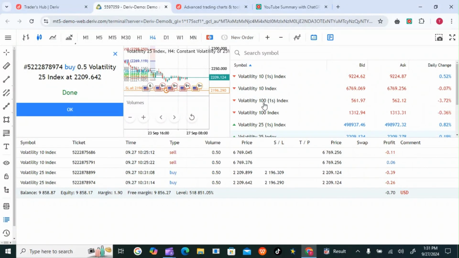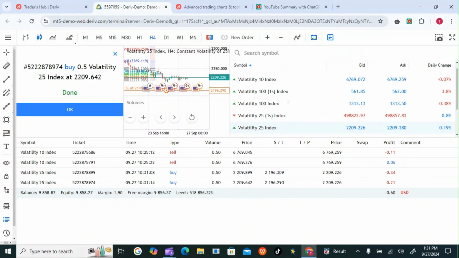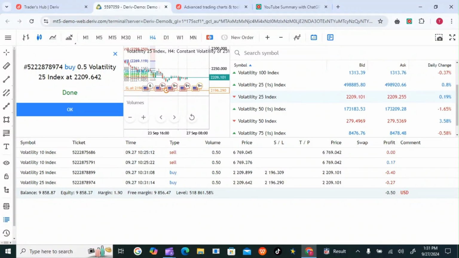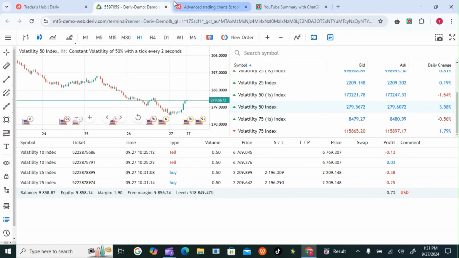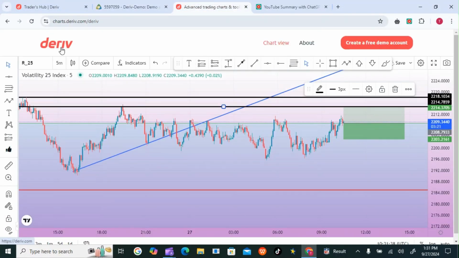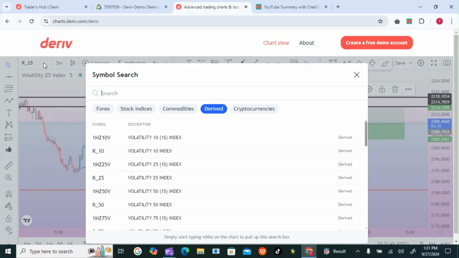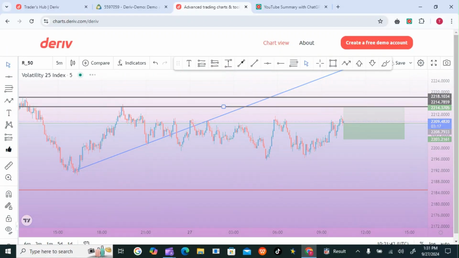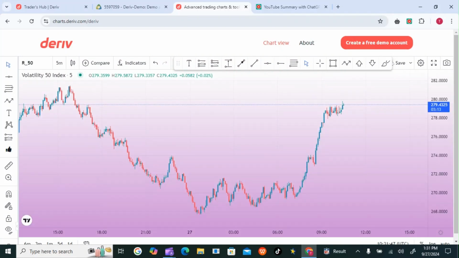So we will now go to Volatility 50. What did we discuss? We have done Volatility 10 and 25, so we are at 50. So we come back and see how Volatility 50 is behaving.